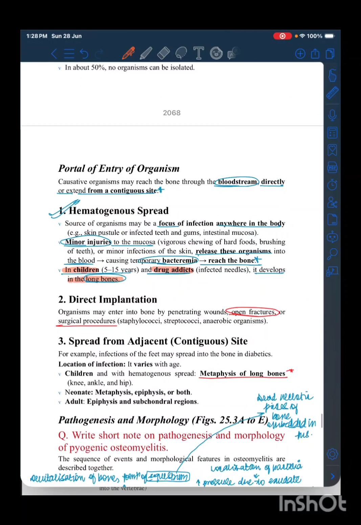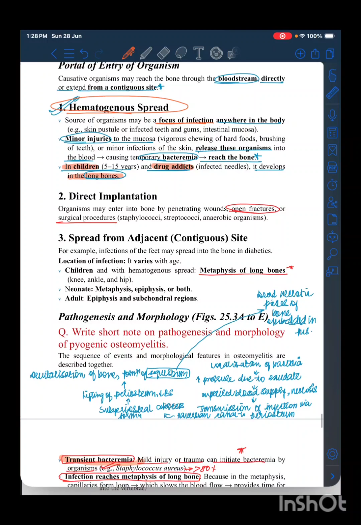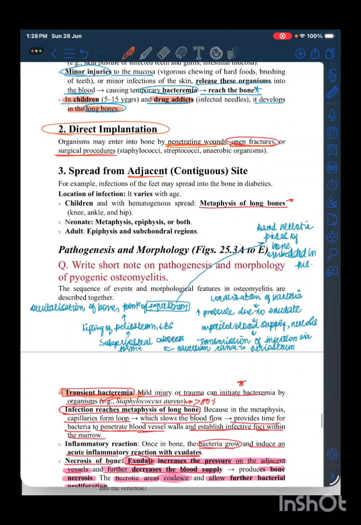Next is entry. How can it enter? First is through blood, the hematogenous route, hematogenous spread. Second is direct implantation by penetrating wounds, by any fracture or any surgical procedure. And third is from any adjacent site, contiguous sites.